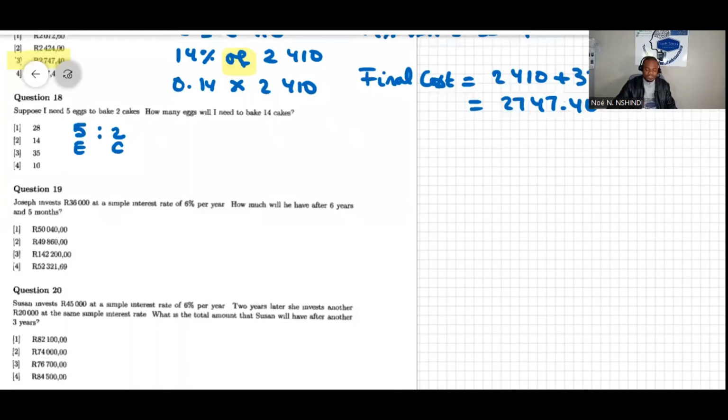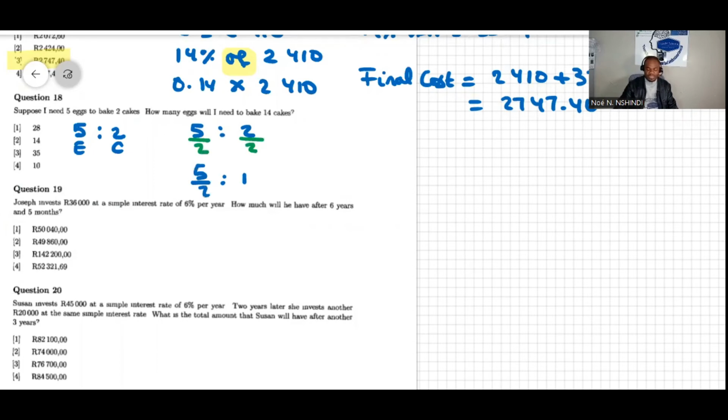One way of solving that is by doing this. Because the ratio is 5 to 2, I would like to find first the ratio for 1 cake. 1 cake means I divide here by 2, so I must divide this also by 2. So this ratio would be 5 over 2 to 1.